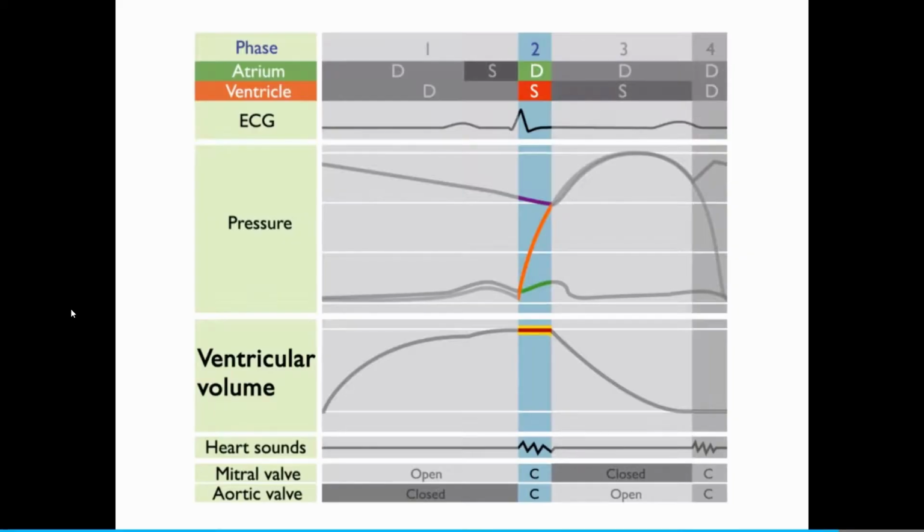With the volume in the left ventricle now constant, continued ventricular contraction causes ventricular pressure to rise rapidly, approaching the value of the decreasing aortic pressure.